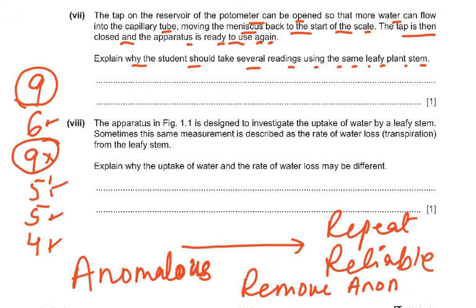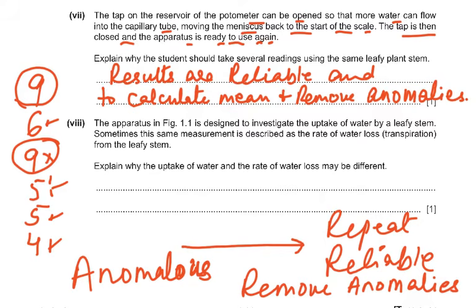So all R's for you all to remember, because most of the students cannot remember. So I make all these stories. Repeat, reliable, remove anomalies. R. Results are reliable and to calculate the mean and remove anomalies. Please remember this sentence. You can write this every time.